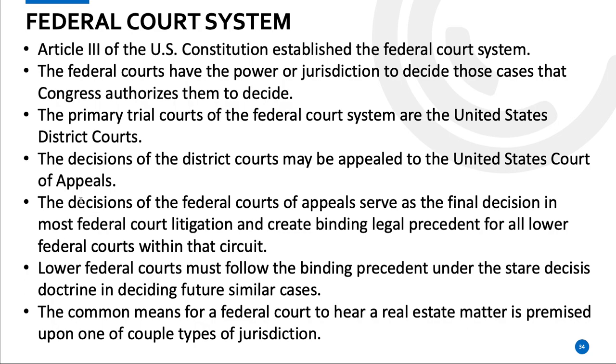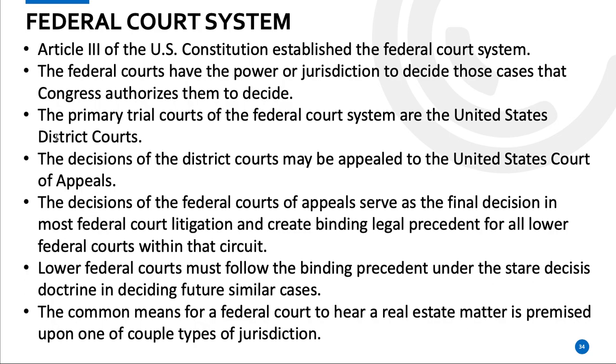The primary trial courts of the federal court system are the U.S. district courts. So, like in Texas, we have the municipal courts and the JP courts. Then we go to the constitutional county courts and the statutory county courts. Then we go to the district courts, and then the appellate courts, and then the Texas Supreme Court, and then the Court of Criminal Appeals.